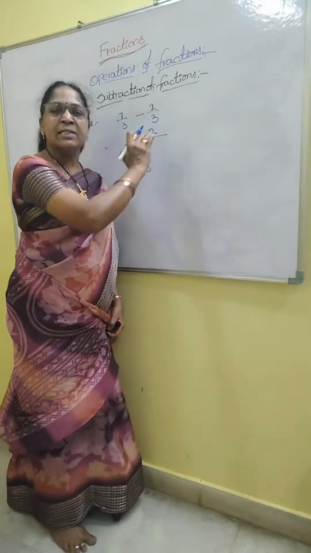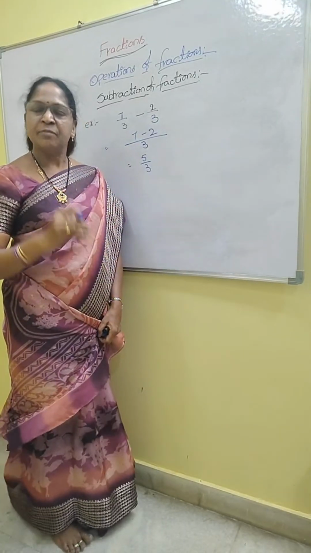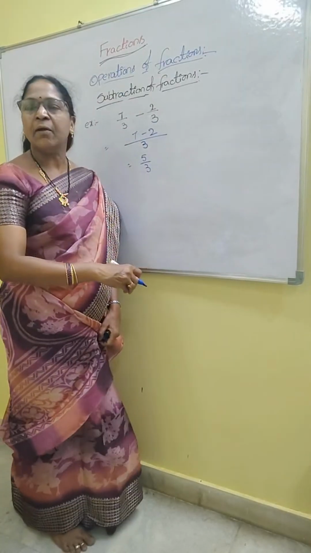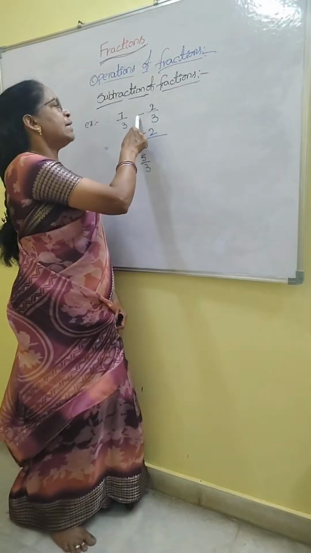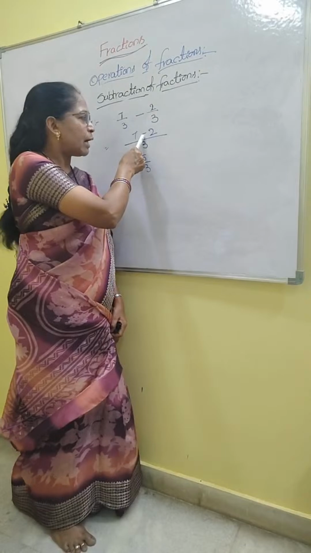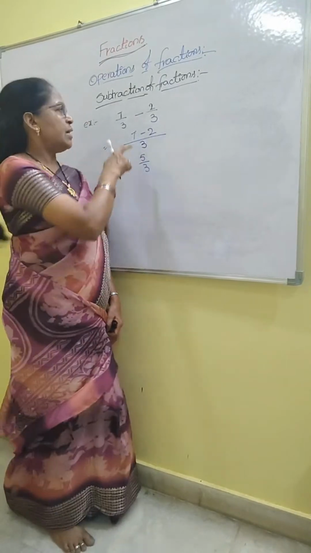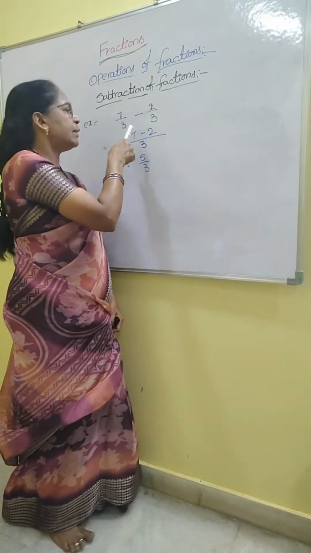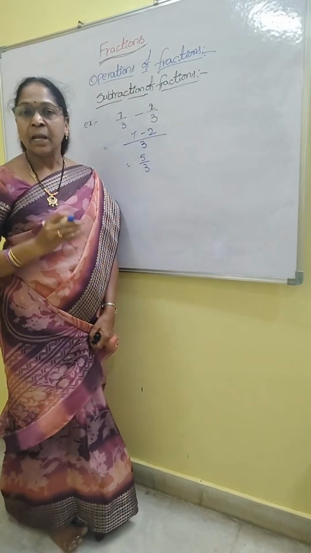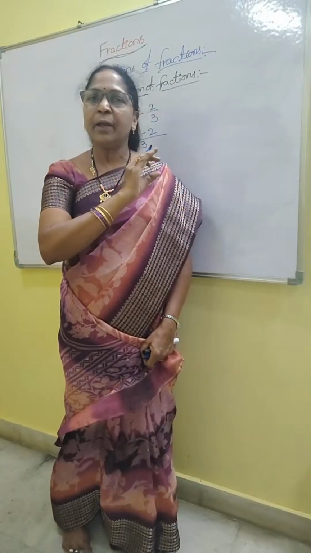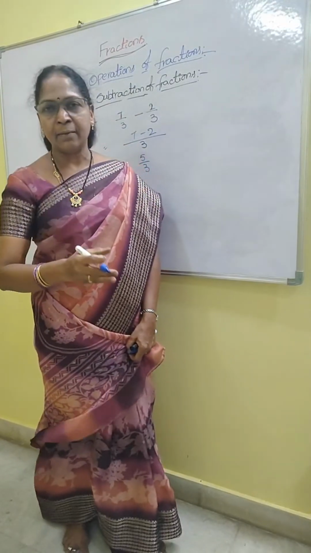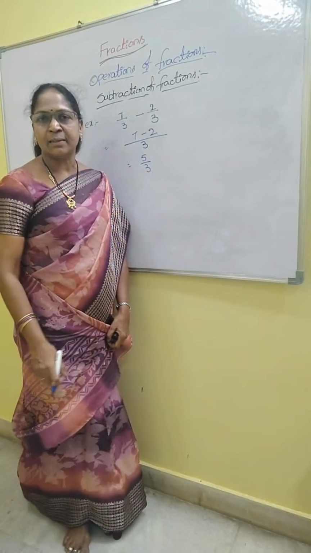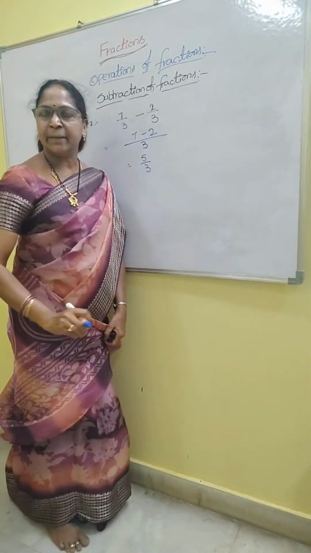When like fractions are given, for the addition and the subtraction of fractions, the same procedure you have to follow. But if the addition plus symbol is given, you have to write plus in the numerator. If minus is given, in a subtraction sum, then you have to write the minus. According to the symbol, we have to add or subtract like this, and later you have to find the answer. This is the basic thing.